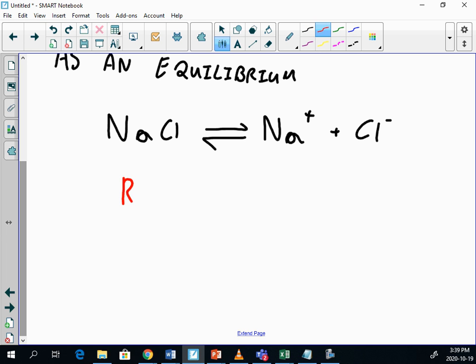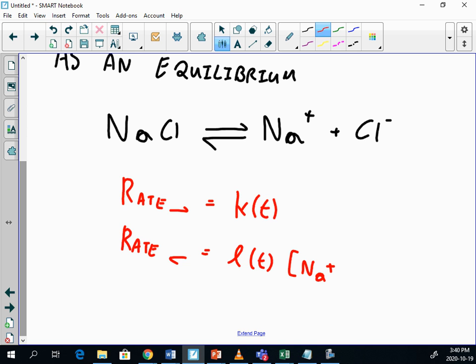The rate of the reaction in the forward direction is just a function of temperature. The rate of the reaction in the backwards direction is a function of temperature and the concentration of the Na+ ions and the Cl- ions, because it depends on collisions happening between these ions in order to go back in the other direction. So when I have enough ions in the system, the collisions will become common enough that the rate of the back reaction eventually reaches and matches the rate of the forward reaction.